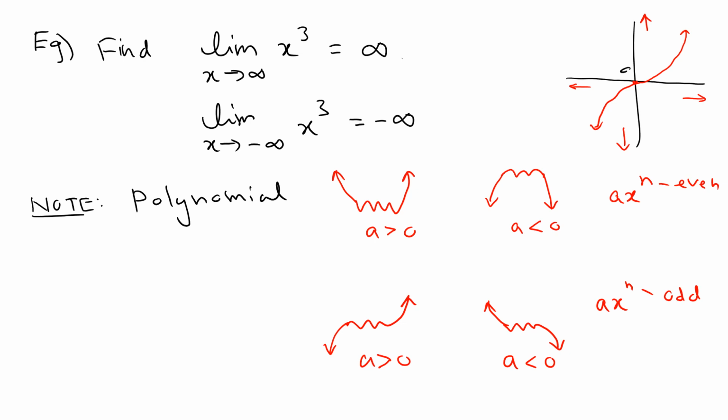And you can see that all of them are infinite limits at infinity. So this is a really good example for this case. Here it is infinity, negative infinity, infinity, negative infinity. Okay, that's for polynomials. So polynomials have infinite limits at infinity.